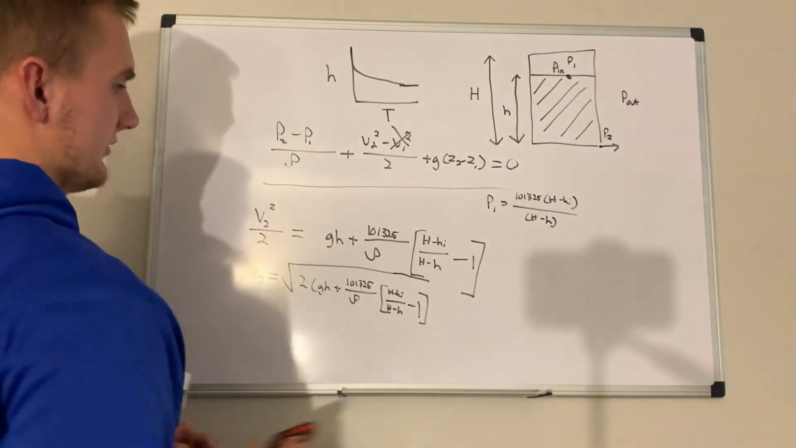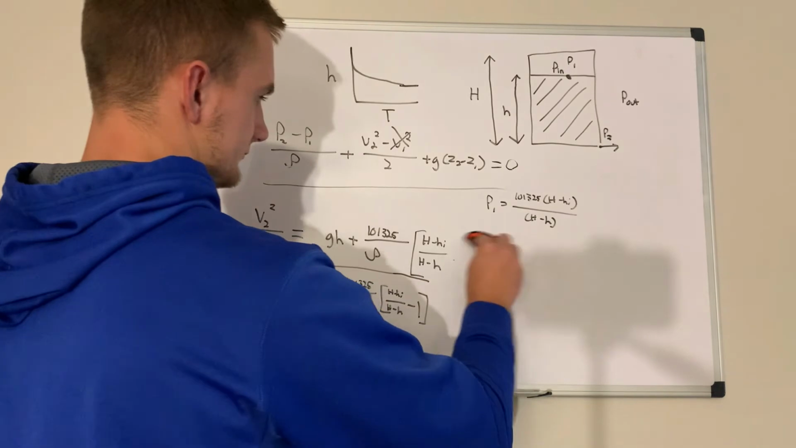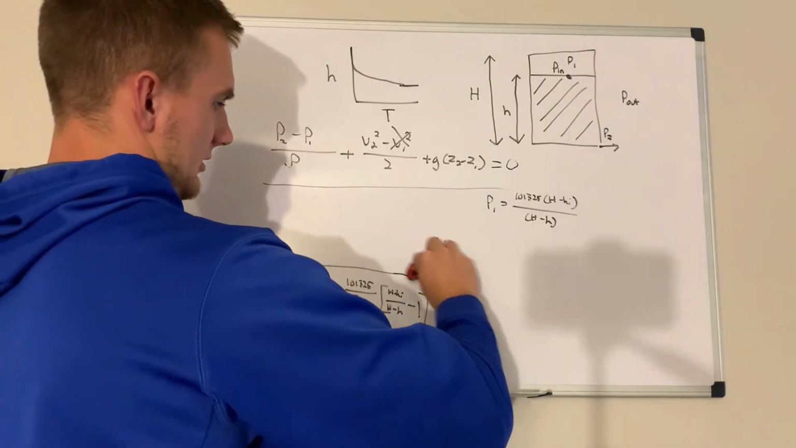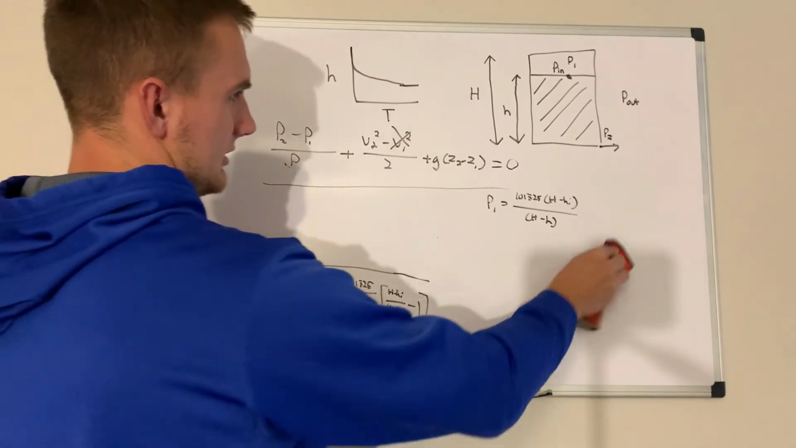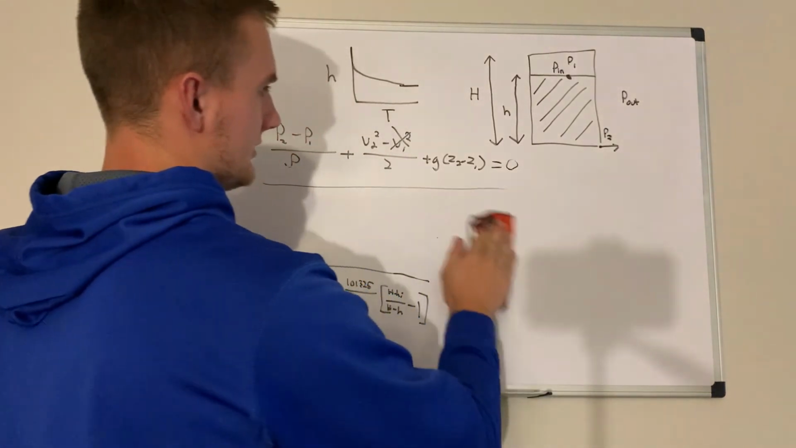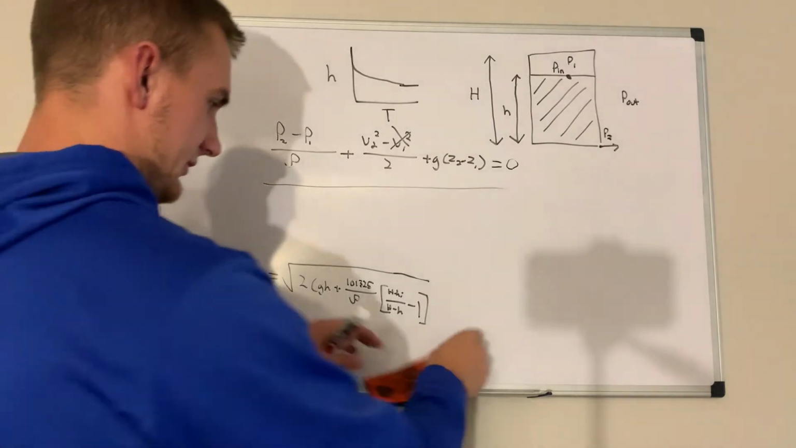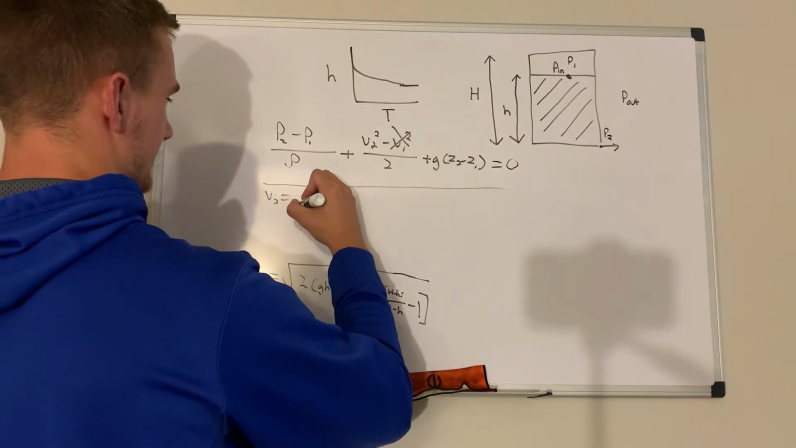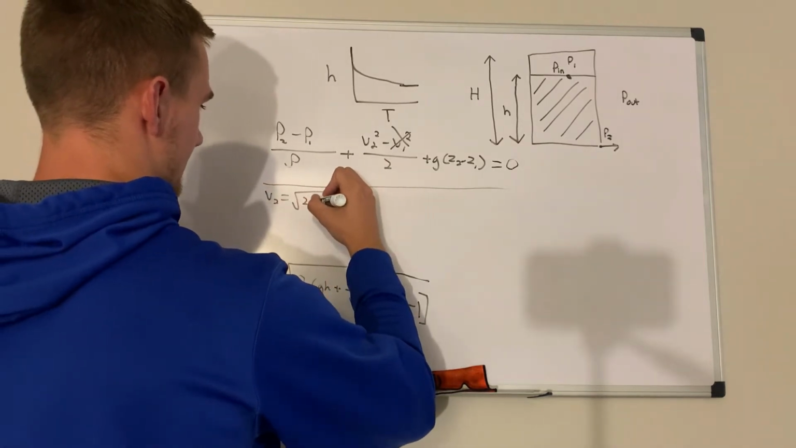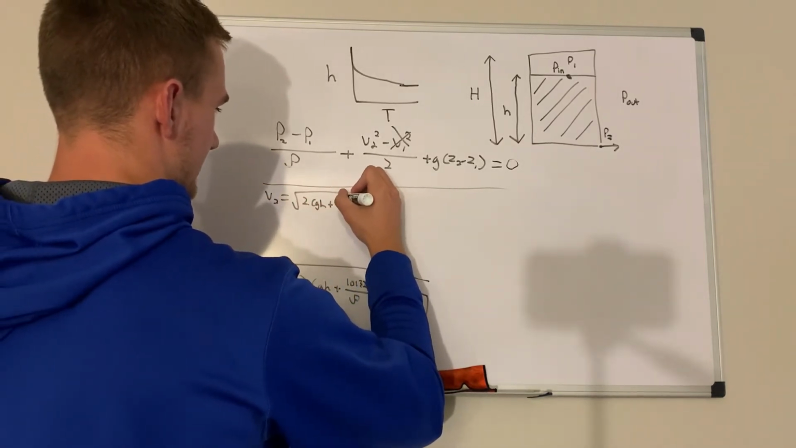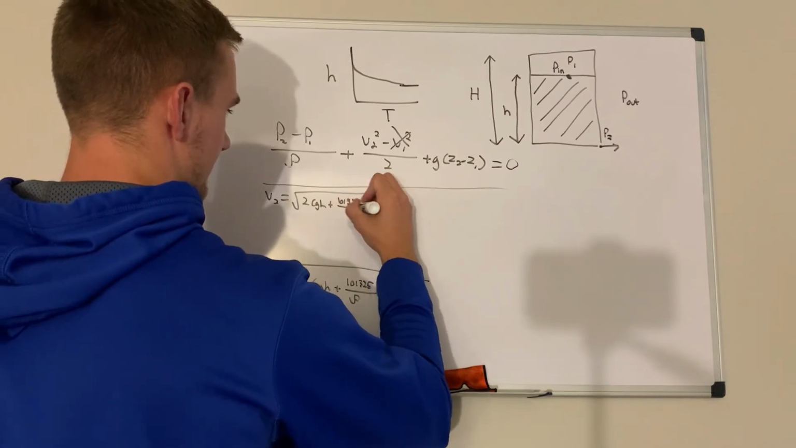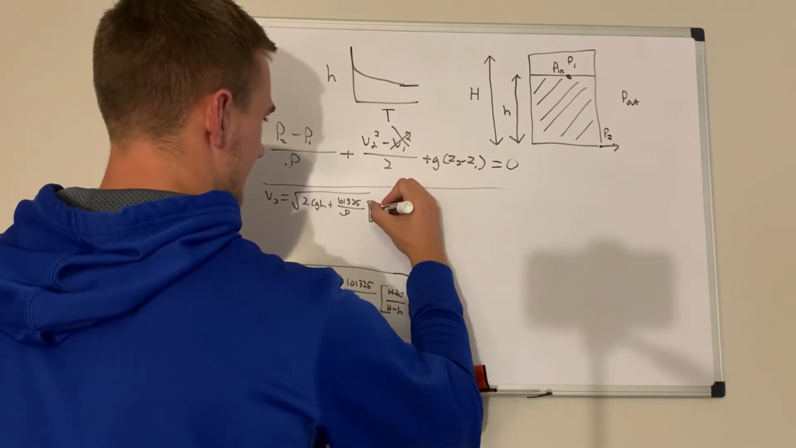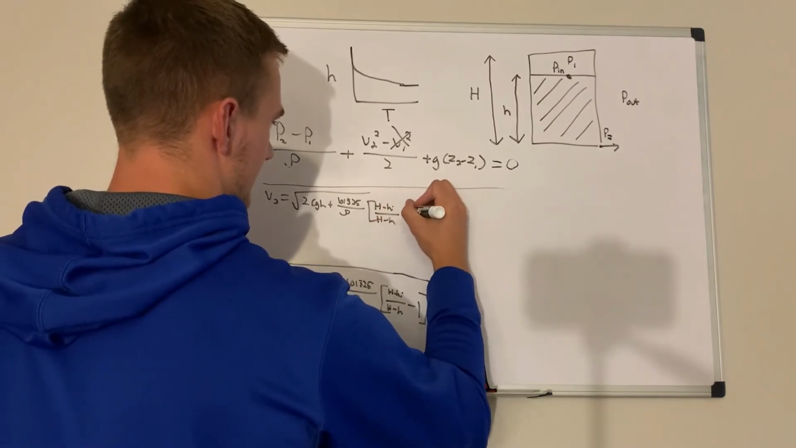So let me erase this here just so we have a little more room. I can't believe I wrote that wrong on Bernoulli's, but I'll make a note in the video where I wrote it down wrong. But we know now that I caught the mistake. So I'm going to rewrite this up here. So we have V2 equals the square root of 2 times G H plus 101,325 over rho times H minus HI, big H minus H minus 1.